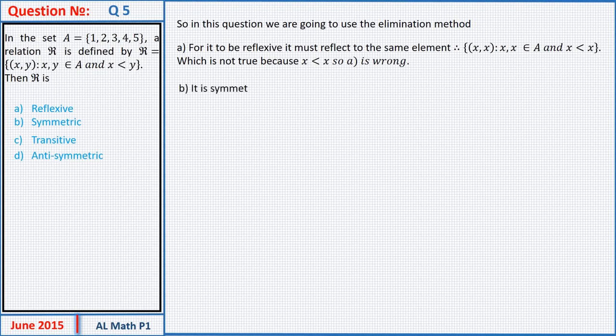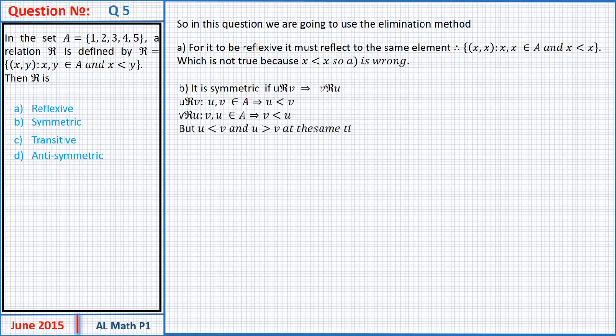We'll go to the next, B. If it is symmetric, that means U relates V implies that V relates U. So U relates V, we'll have what? U relates V means that U and V are elements in A.